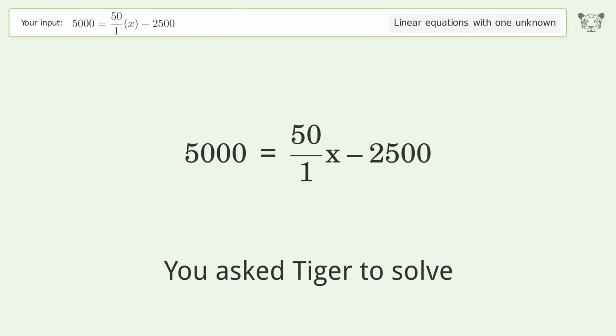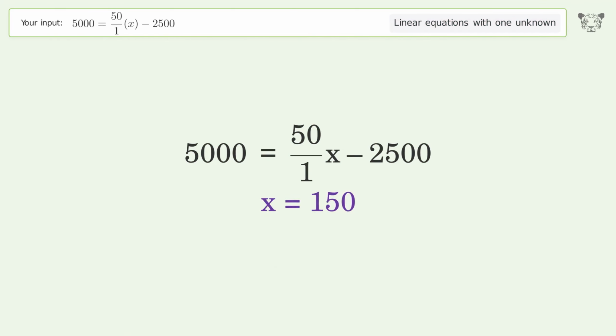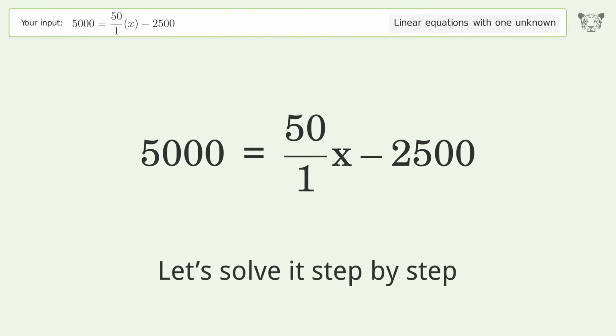You asked Tiger to solve this. It deals with linear equations with one unknown. The final result is x equals 150. Let's solve it step by step.